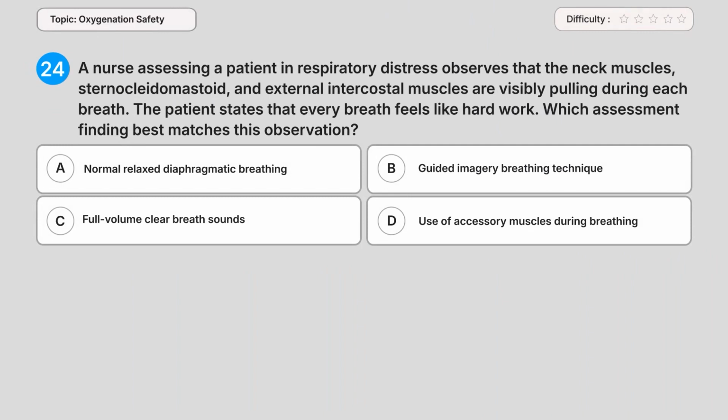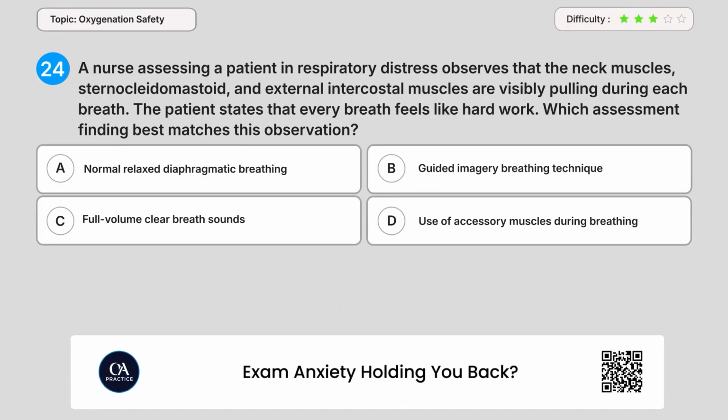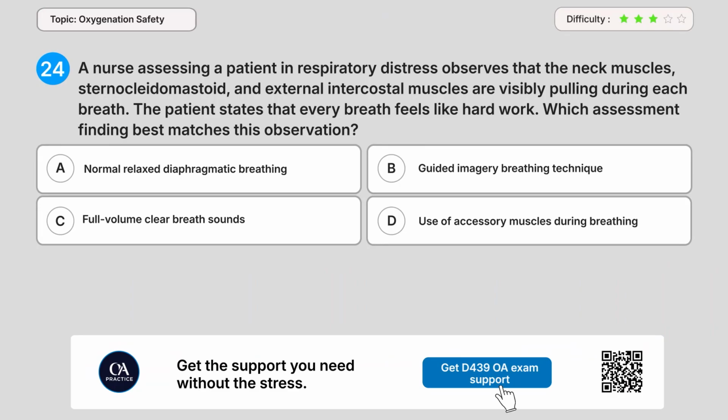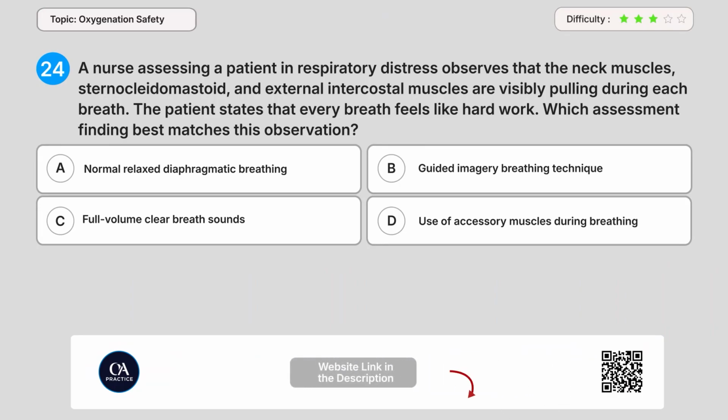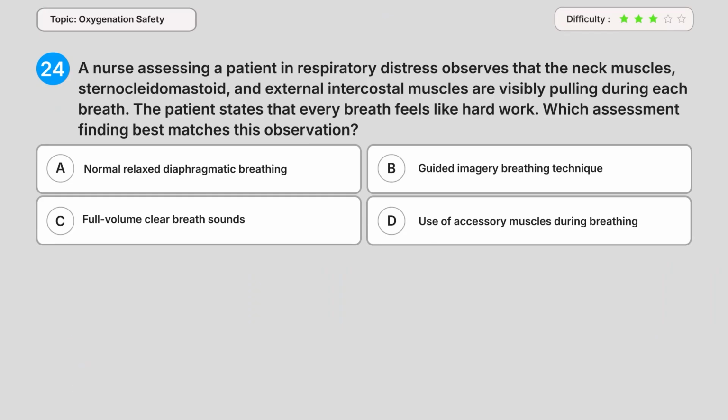Question 24. A nurse assessing a patient in respiratory distress observes that the neck muscles, sternocleidomastoid, and external intercostal muscles are visibly pulling during each breath. The patient states that every breath feels like hard work. Which assessment finding best matches this observation?